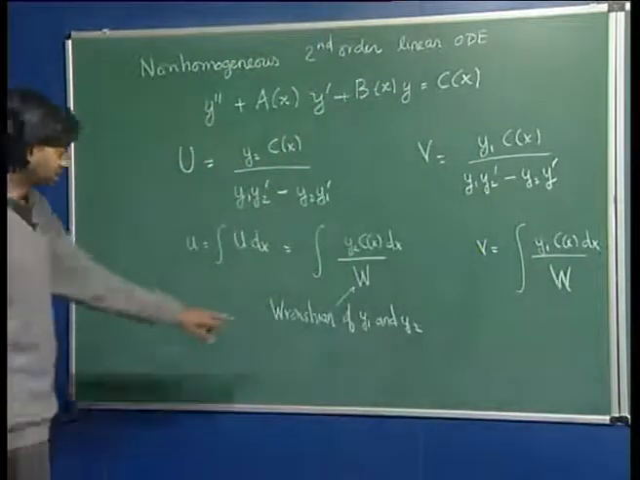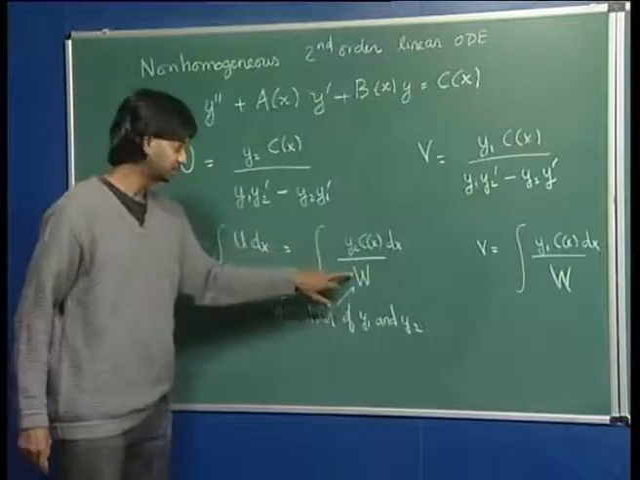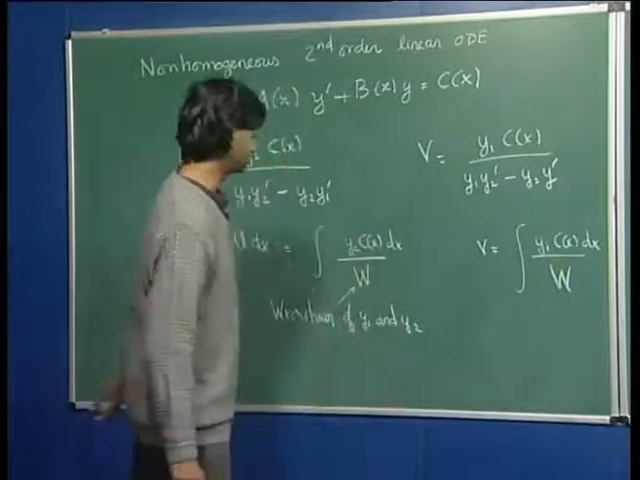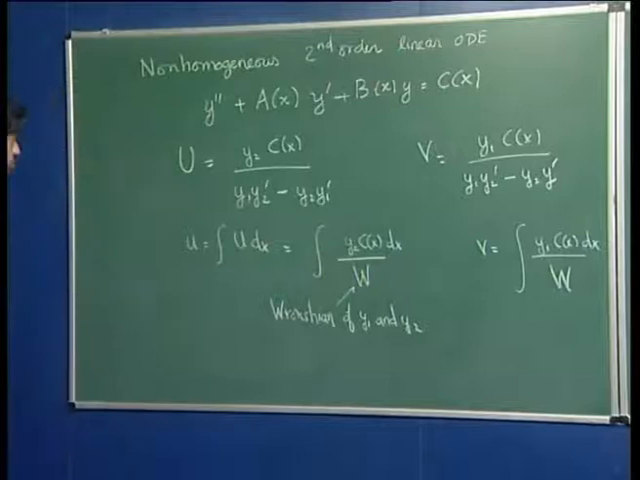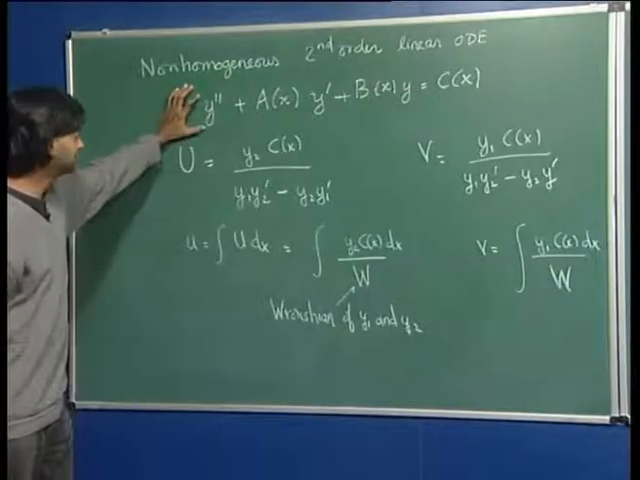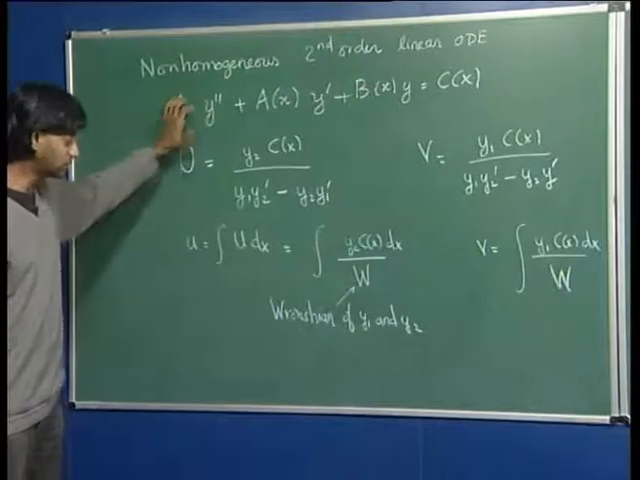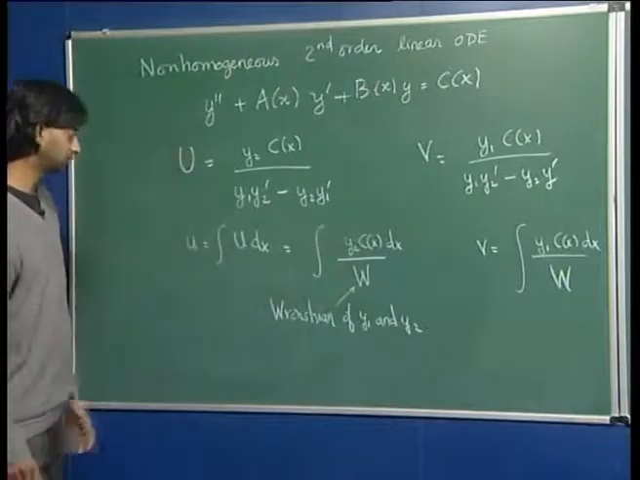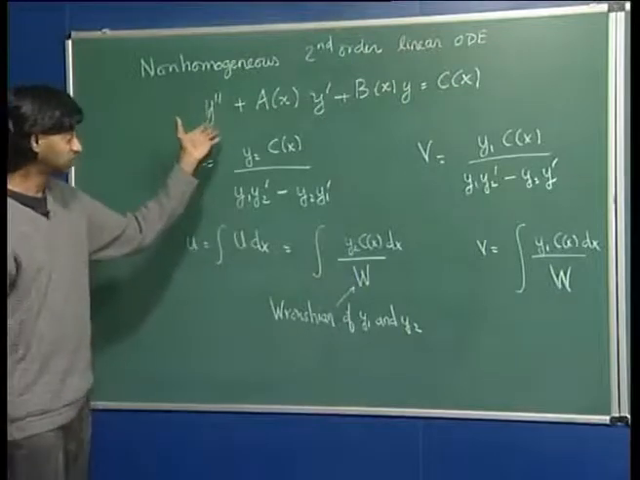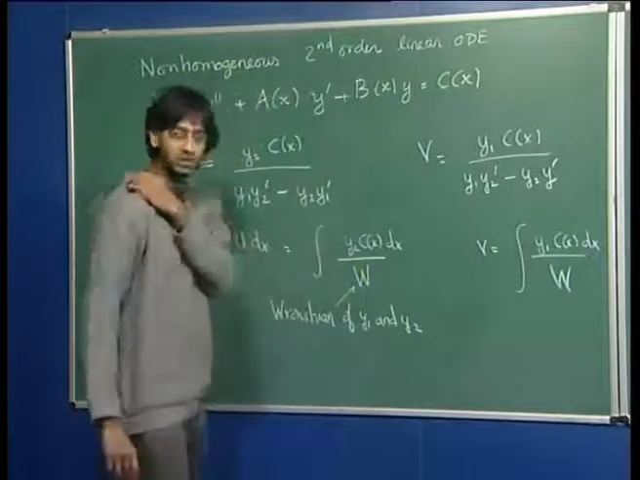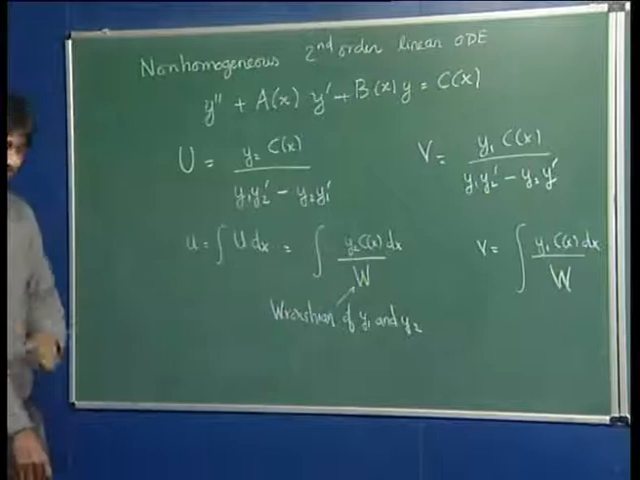Okay. And remember, w is also a function of x. Okay. So, w is also a function of x. So, in this way what we have shown is that if you know the solution of the homogeneous differential equation, then you can solve for the solution of the inhomogeneous differential equation using this method of Wronskians.